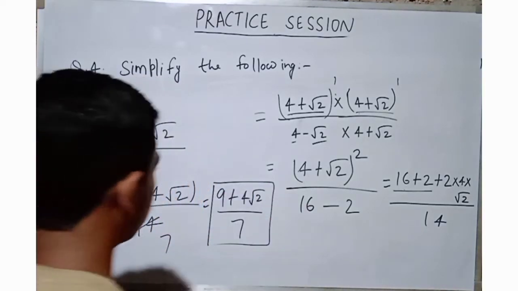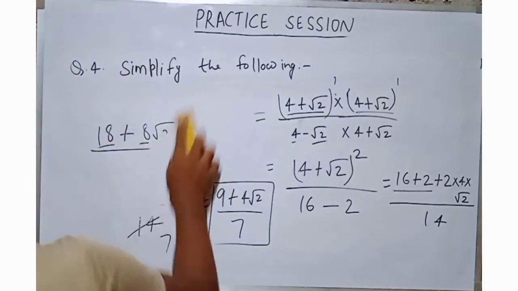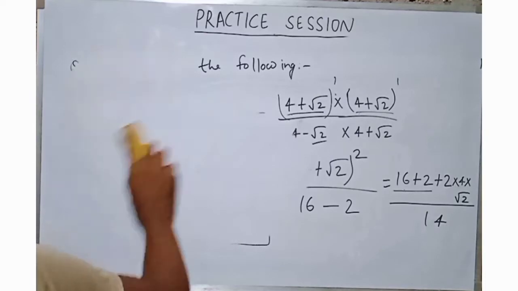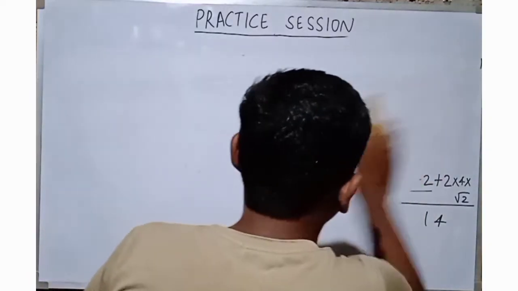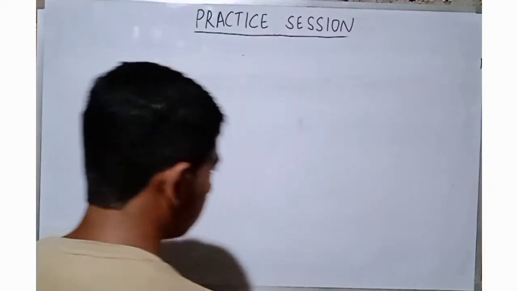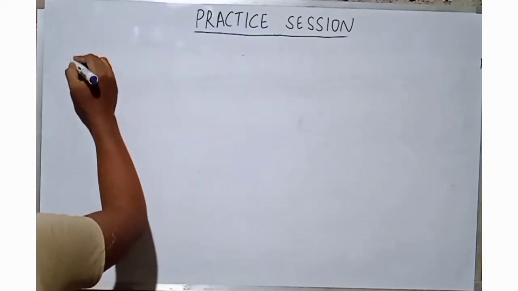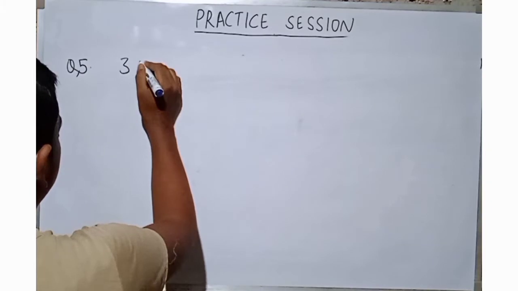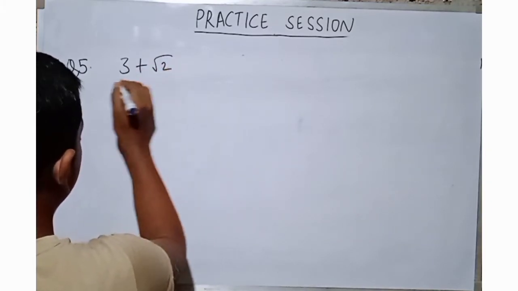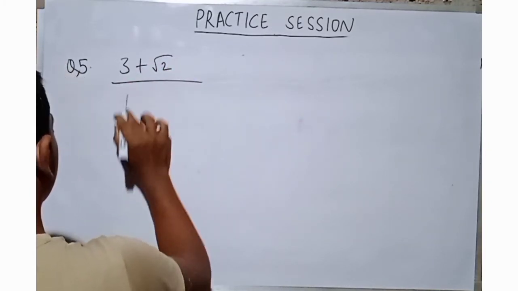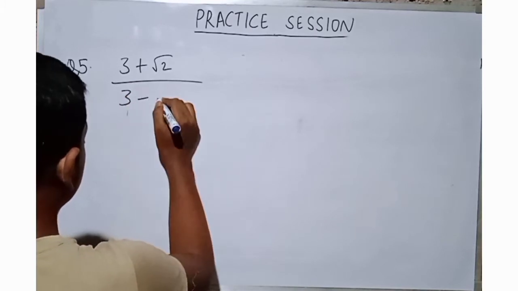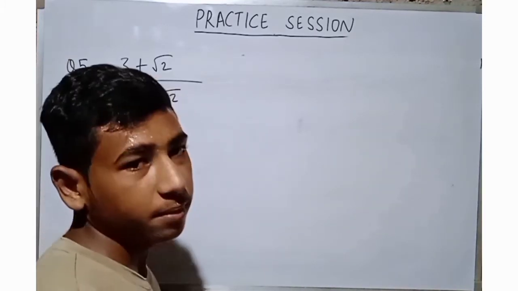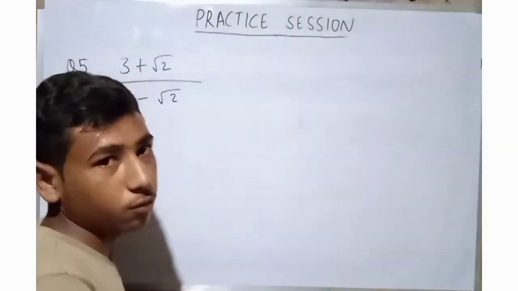Okay, so let's move forward. The next question is just the same type, that is, simplify 3 plus root 2 divided by 3 minus root 2. I'm giving you the same type of question so that you can practice it.